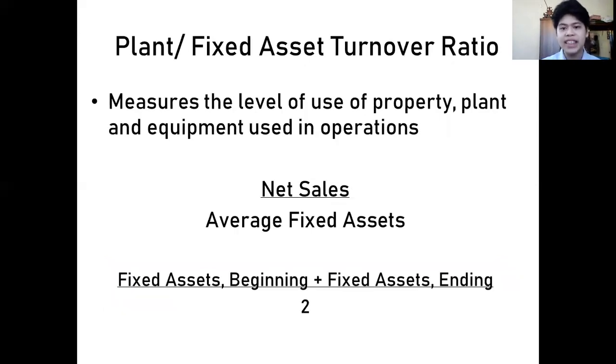Ito, plant or fixed asset turnover ratio. It measures the level of use of property, plant, and equipment used in operations. So the formula will be net sales divided by average fixed assets.